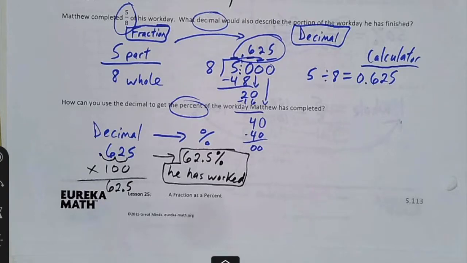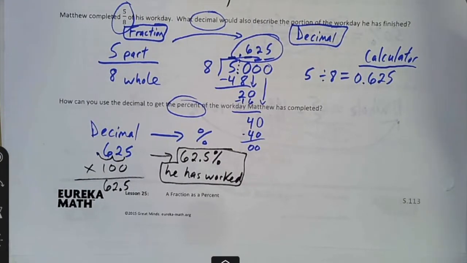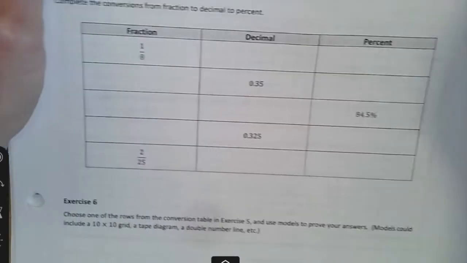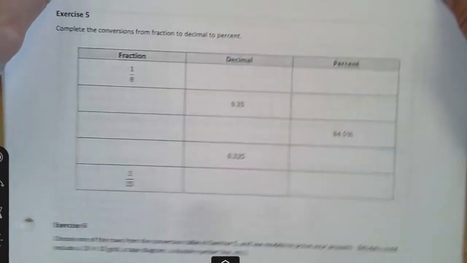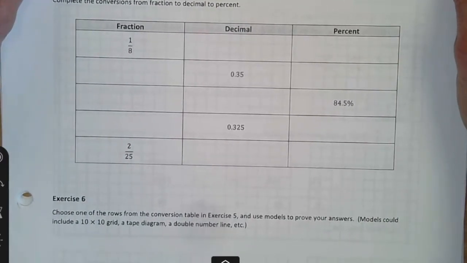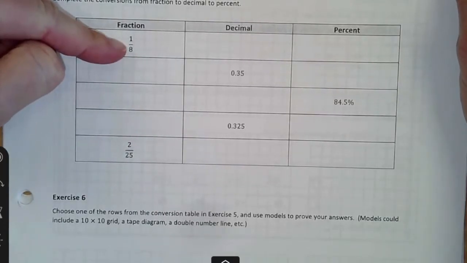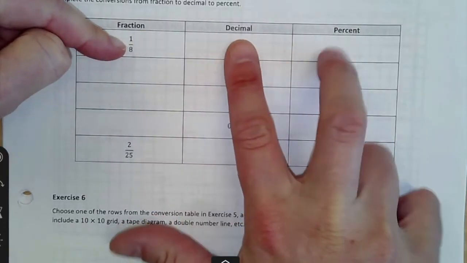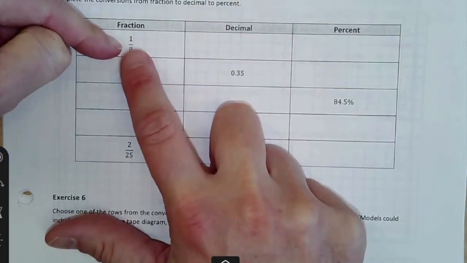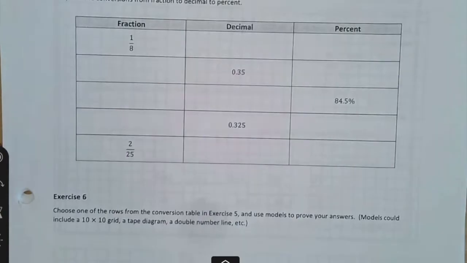Let's look at this table to help with fractions and decimals and percents again. Can we complete this table from fractions to decimal to percent? You should be able to do all of these. Remember, fractions can be any number, but decimals and percents, we would like them to be out of 100. So can we make our fraction out of 100? That's what I would think.